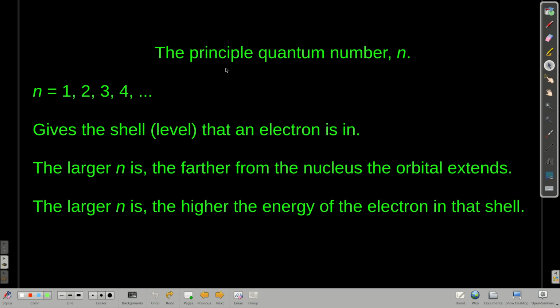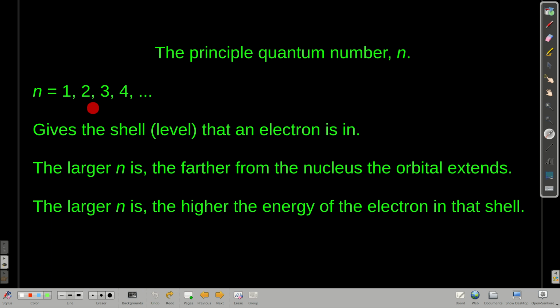So the first quantum number we're going to talk about is called the principal quantum number, n. The rule for n is that it can be any positive integer starting with 1: 1, 2, 3, 4, all the way out to infinity. What it tells you about an electron in an atom is what shell or level that electron is in. The larger n is, the farther out from the nucleus the orbitals in that shell can extend. And what that means is that the higher the value of n, the larger the energy of an electron in that shell. Higher n, farther from the nucleus, higher energy.